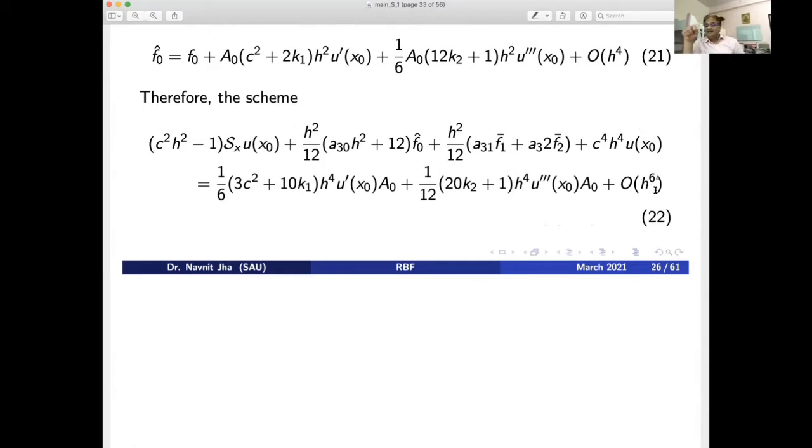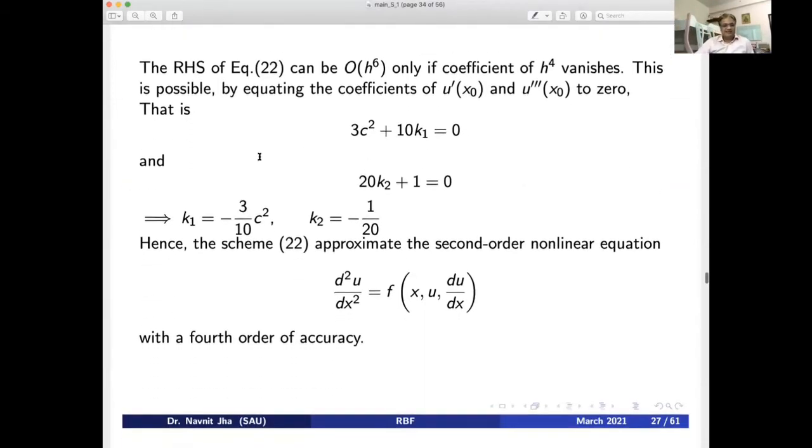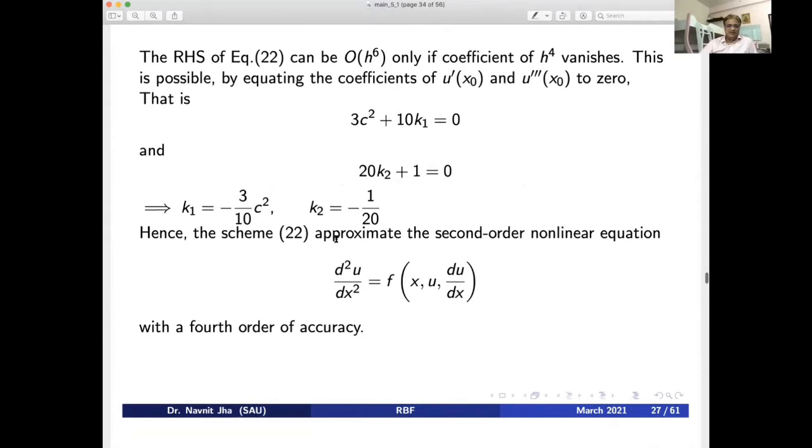So then it exactly matches the right hand side order, exactly matches order h6. That's all. This is what I have written. With this value of K1 and K2, the scheme approximates the second order non-linear, I should say mildly non-linear, equation d2u by dx square equals f of x, u, du by dx.